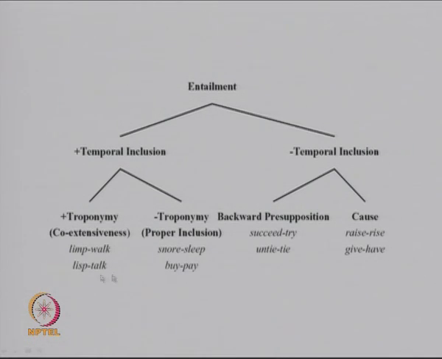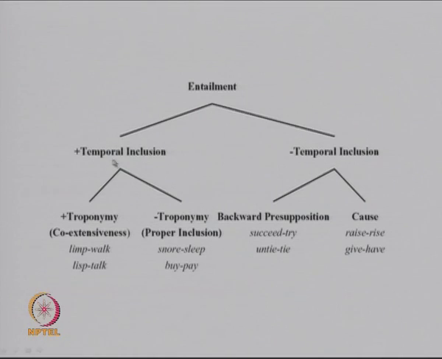So, the example of plus troponymy plus temporal inclusion is limp and walk. So, limping and walking are coextensive events. When somebody is limping, he is also walking. Lisp and talk: somebody lisping also means talking. So, plus troponymy plus temporal inclusion is exemplified by limp-walk, lisp-talk.